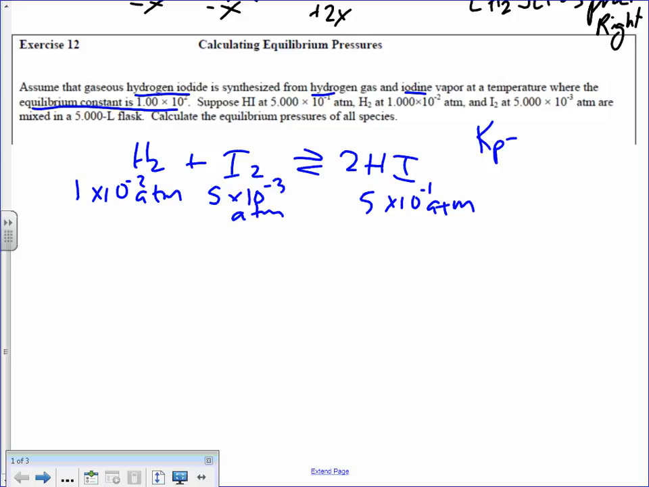So what is the expression for KP? The actual partial pressure of the products over the partial pressure of the reactants. Partial pressure of HI, squared, over partial pressure of hydrogen times partial pressure of iodine. So every single time KP is given, it does not mean you have to use that formula, KP equals KC times RT to the delta n, where you have to convert between the two. This one is the expression for it.